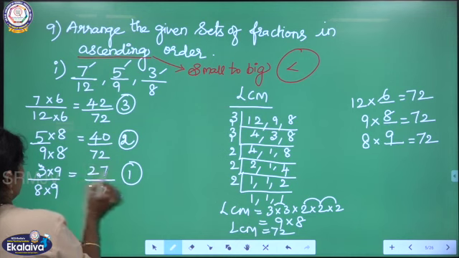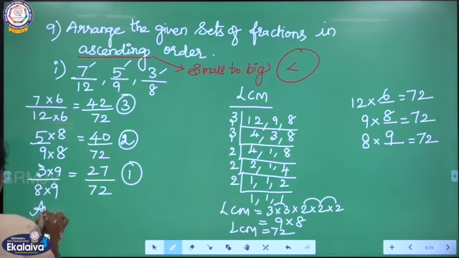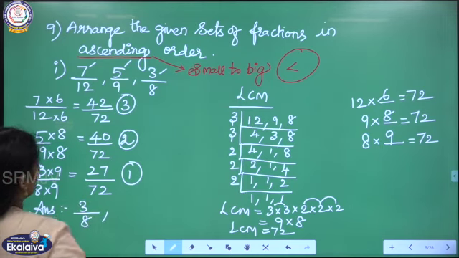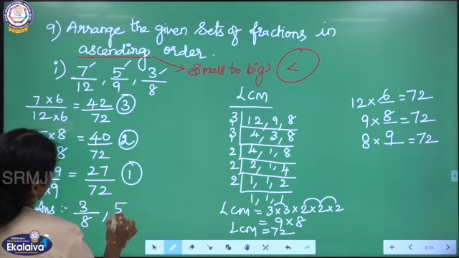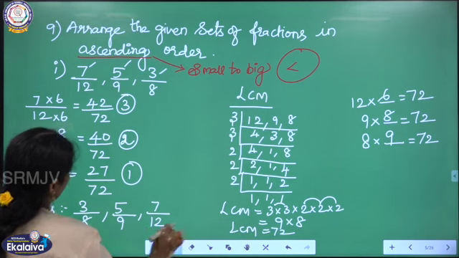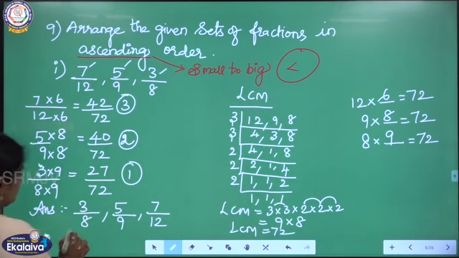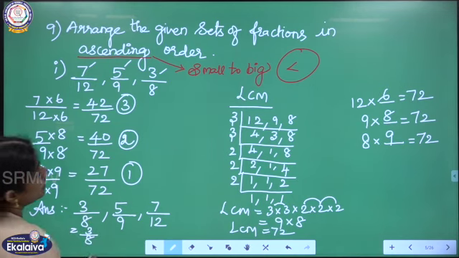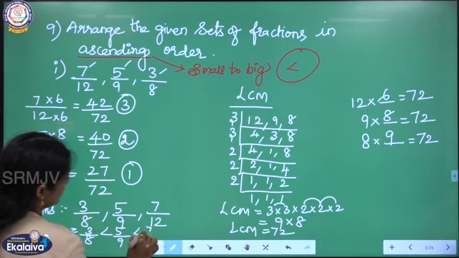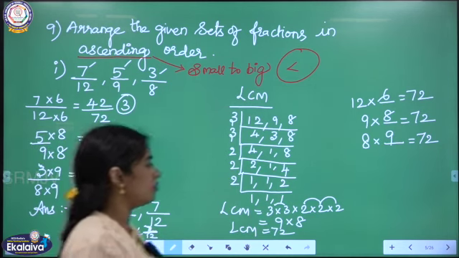See this. First, what do I have to write? 3 by 8. Write the question. Okay. 3 by 8, comma. What is the second? 5 by 9, comma. And what is your third one? 7 by 12. Okay. You can write 3 by 8 less than 5 by 9 less than 7 by 12. Can you clear this, children? Okay. Shall we move on to the next sum?